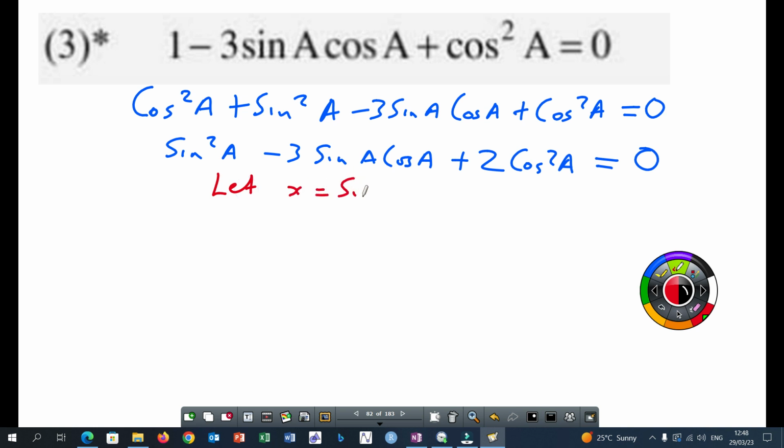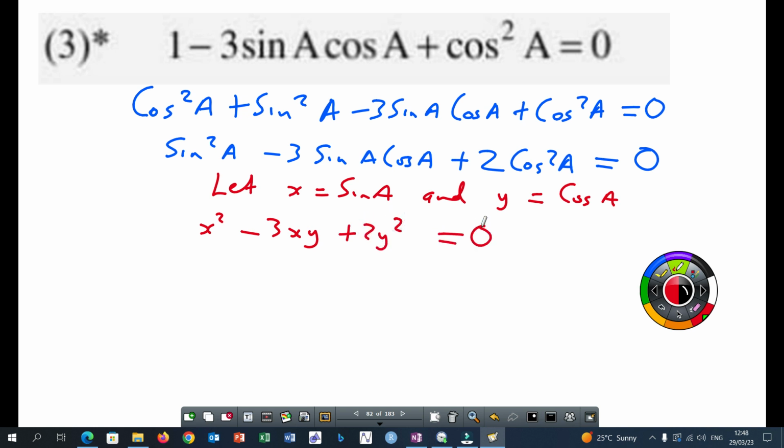So let x be sine A and y be equal to cos A. Once you do that, we get x squared minus 3xy plus 2y squared equal to 0. Now, going back to algebra makes things easier because you are used to factorizing algebraic expressions. To factorize it in trigonometric form can be a bit of a challenge, so you go back to algebra, then it makes things easy.